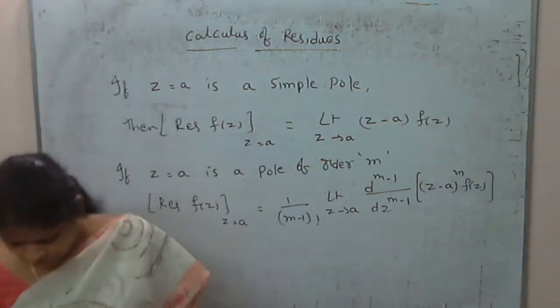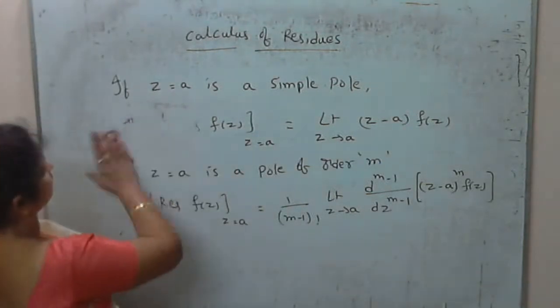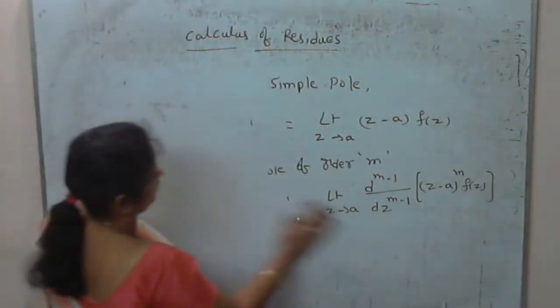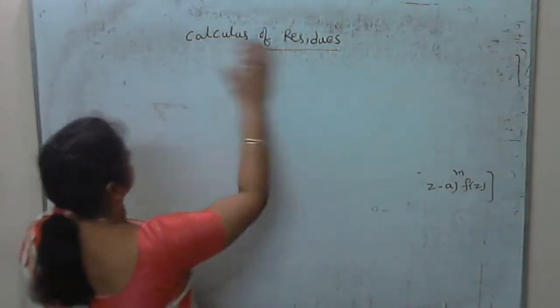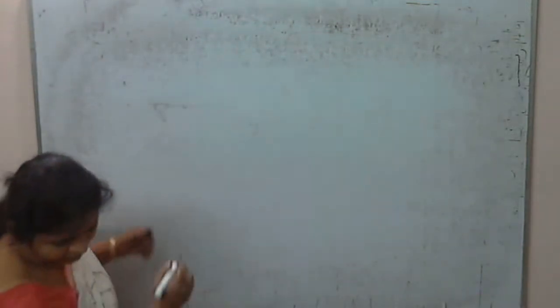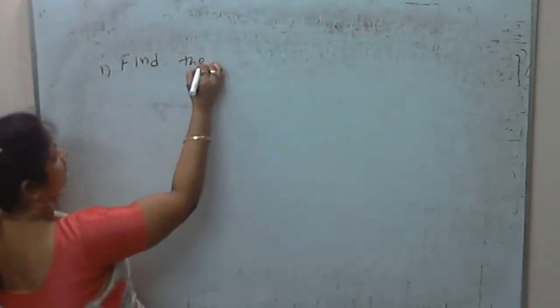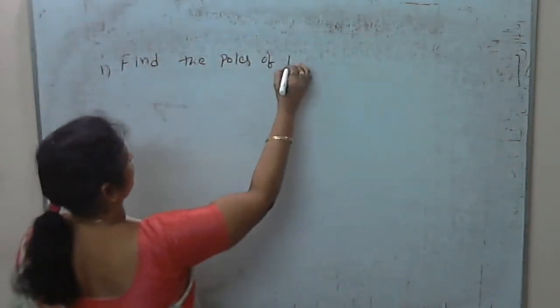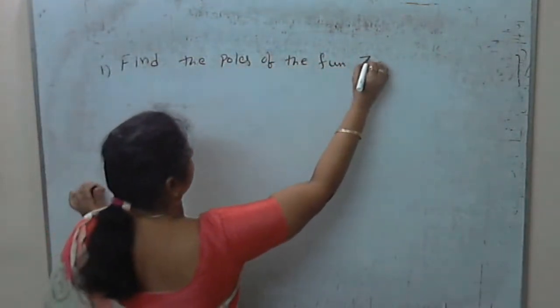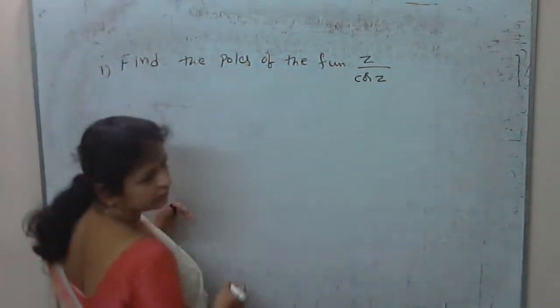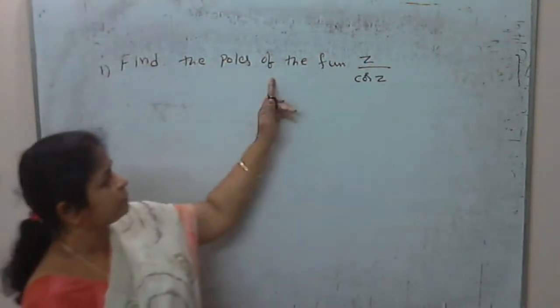Now, let us go for some examples. The first example is: find the poles of the function z by cos z. So you have to find the poles for this function.